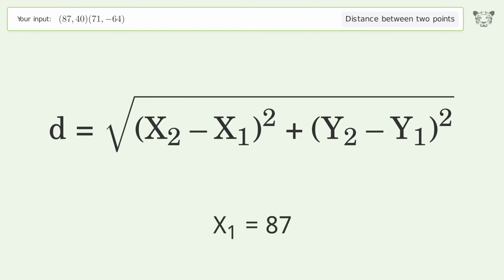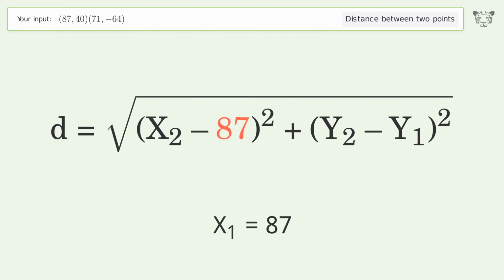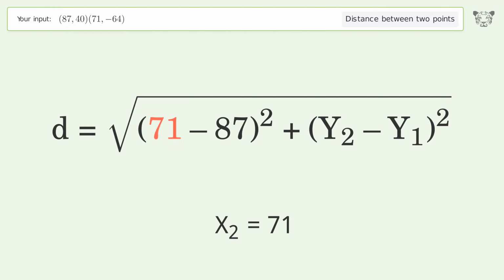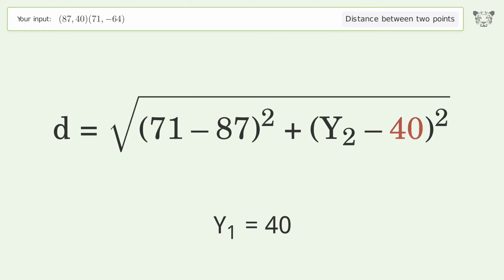x1 equals 87. x2 equals 71. y1 equals 40. y2 equals negative 64.